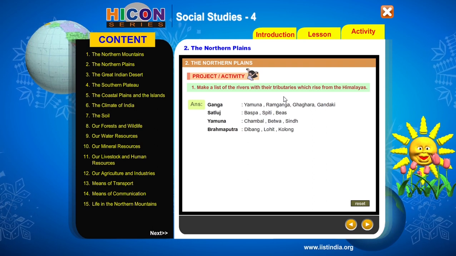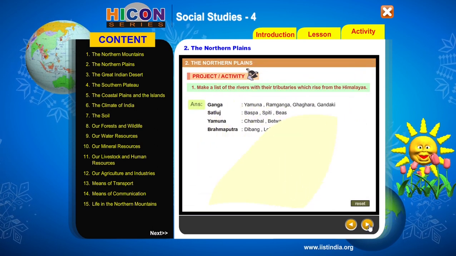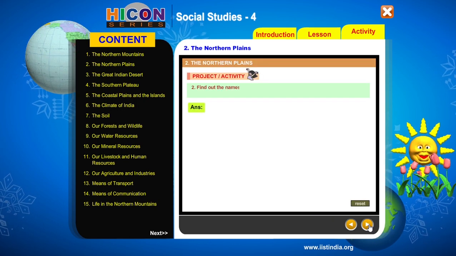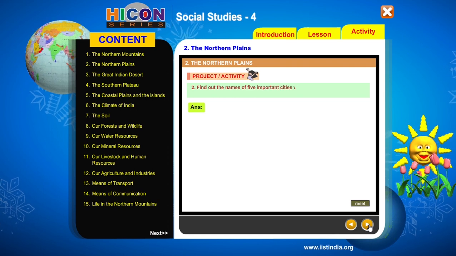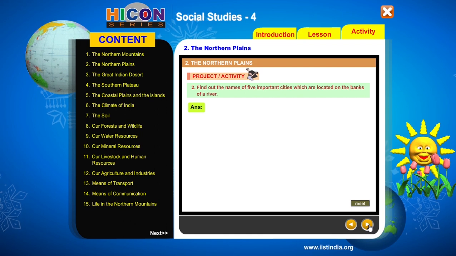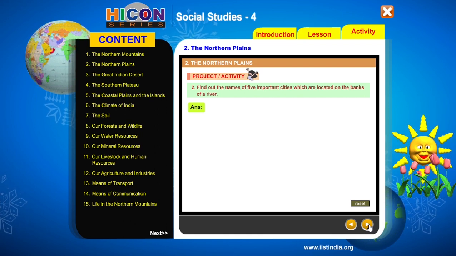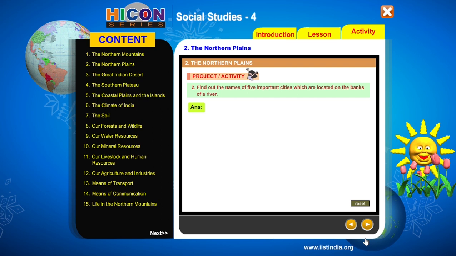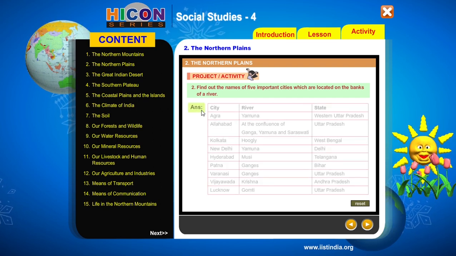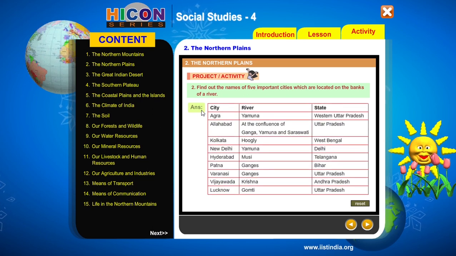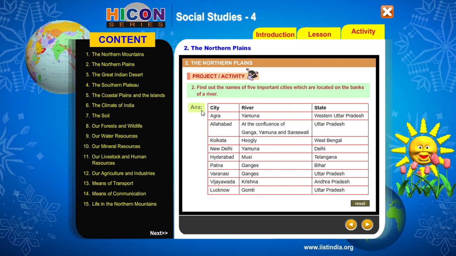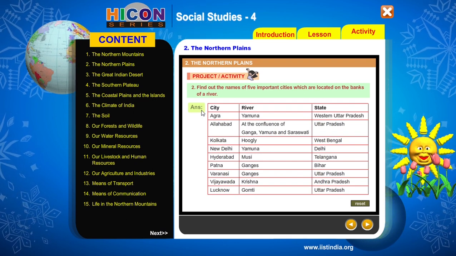Okay, now we'll go on to the next one. Second one, the project or the activity. Find the names of 5 important cities which are located on the banks of a river. So we need to identify 5 important cities which are located on the banks of a river. So the city, the river, and the state are mentioned in a tabular form.